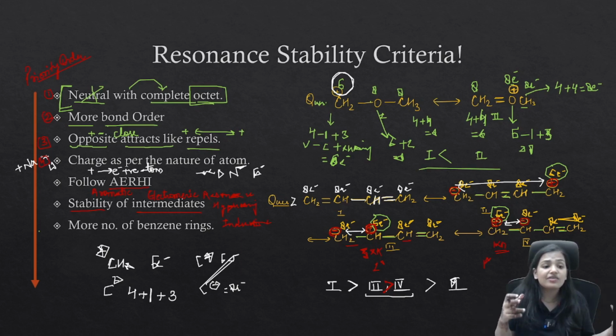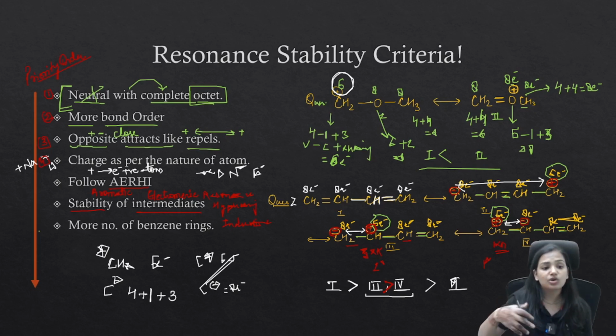Follow ARAHE, a short form. A is for aromatic. If you find that any of the structure is cyclic, having delocalization of pi electrons, is planar as well and following the Huckel rule, everything is there. So yeah, it is aromatic, and because of this aromaticity, it will be stable.